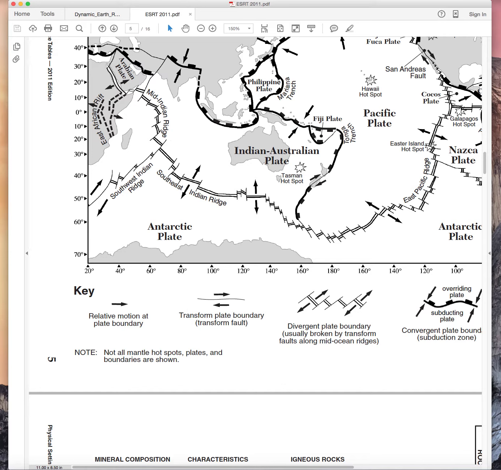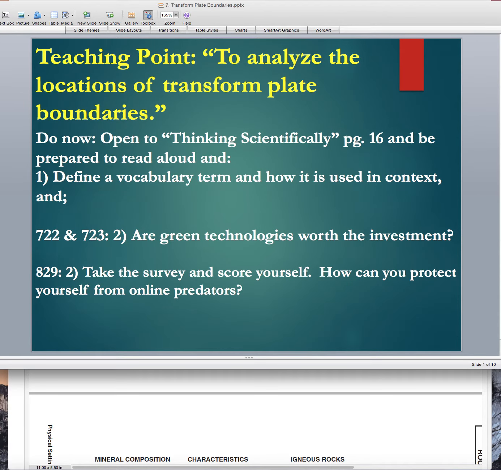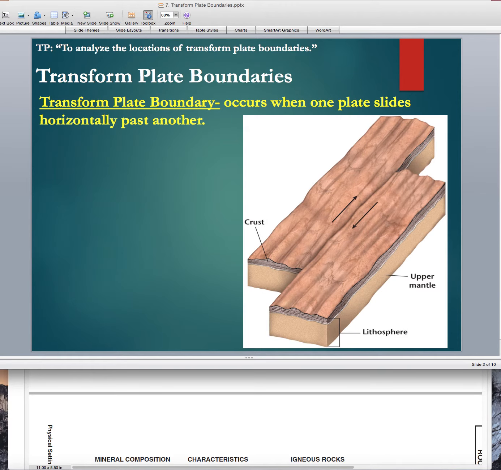Now for transform plate boundaries, there's no vertical motion there. I'm going to pull up a picture of a transform fault boundary, like for California. So this is all horizontal motion. One piece of the crust is sliding in one direction, and the other one is sliding in the other. Horizontal. Keyword.